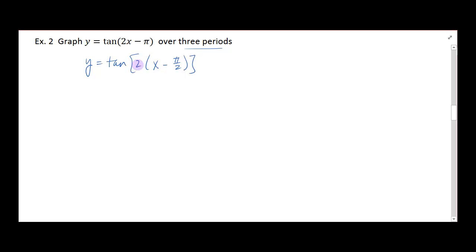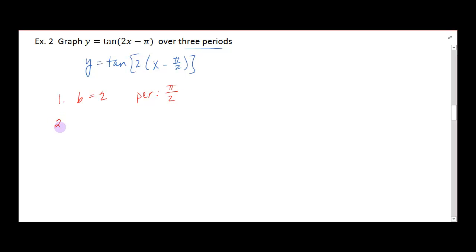And that not only allowed me to look at b individually so I can calculate the period, but it also lets me isolate and see how the phase shift is going to occur here. So we're going to start by, again, determining what b is, which we've said is 2, and therefore the period of this function would be pi over 2, because that's pi over b.